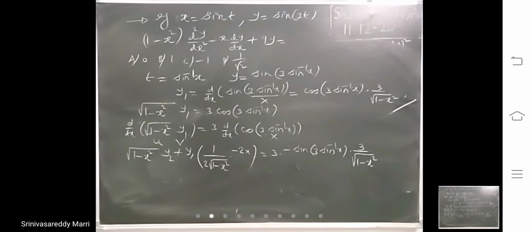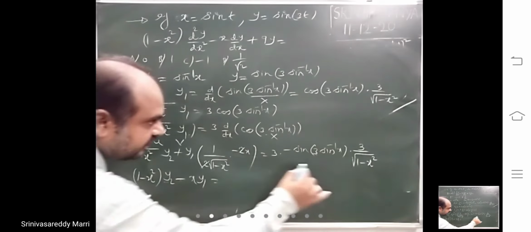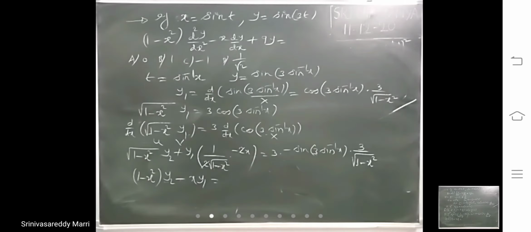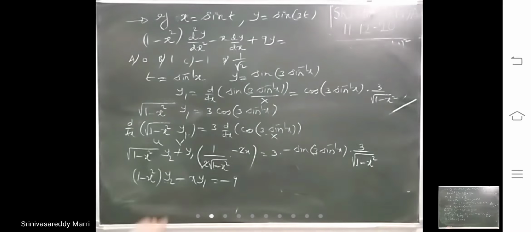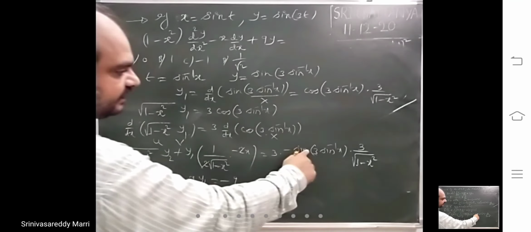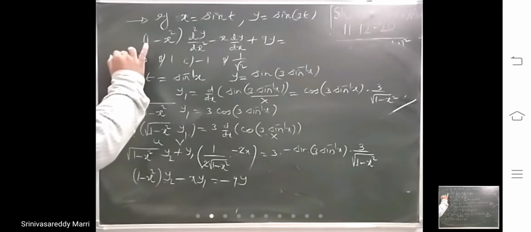That means the 2 cancels here. So I am taking the LCM, root of 1 minus x square: 1 minus x square into y2 minus xy1. The root of 1 minus x square will get cancelled. Minus 9 into, this is y, minus 9y. So therefore the answer is what? Plus 9y means 0. That is the answer.